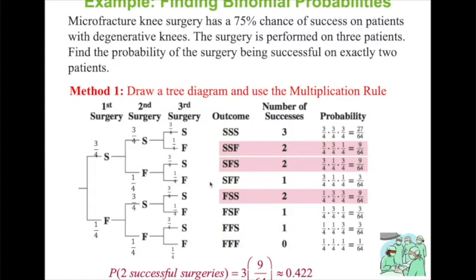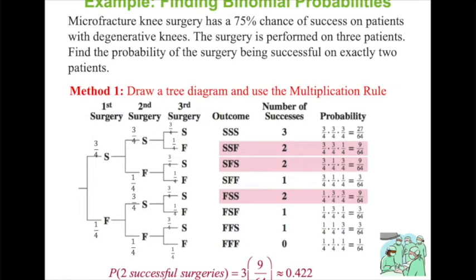And lastly, we can have failure, success, success. And that's just equal to 1 over 4 times 3 over 4 times 3 over 4. So we draw a tree diagram and use the multiplication rule. Remember, this is independent, so we use the multiplication rule. Having calculated these, we then add them, or we can do 3 times 9 over 64.